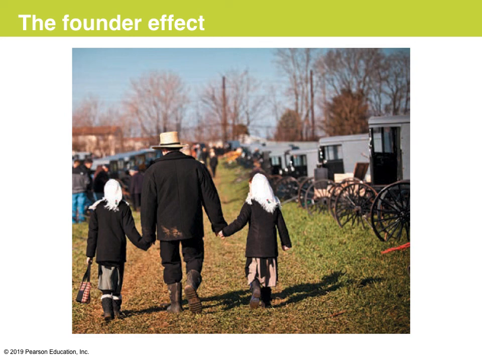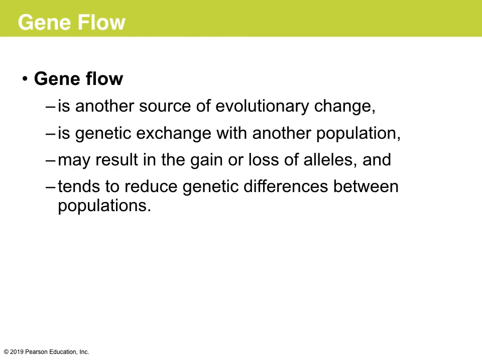Now, gene flow, this is another source of evolutionary change. It's genetic exchange with another population. Now, this can either result in gaining alleles or losing alleles. And it tends to reduce genetic differences between populations, right? So if they're isolated and there's no gene flow, right, they tend to become different. But if everyone's sharing genes back and forth, it tends to average out, right? It tends to reduce the differences between populations.